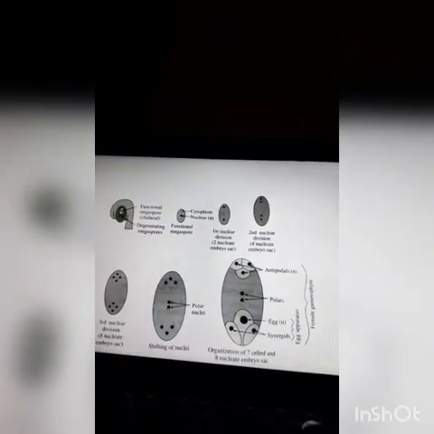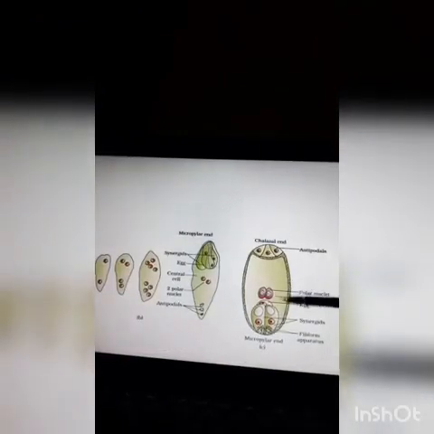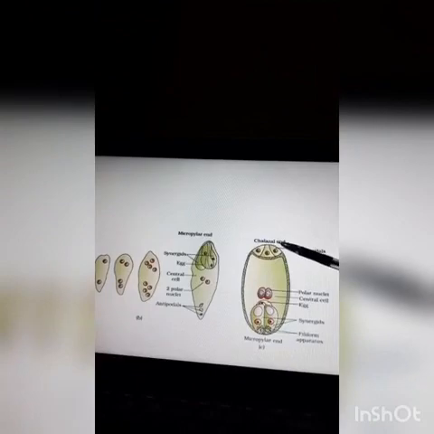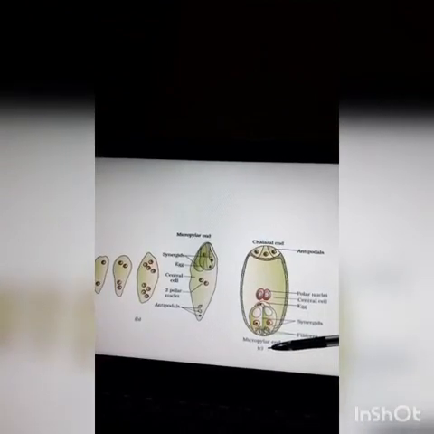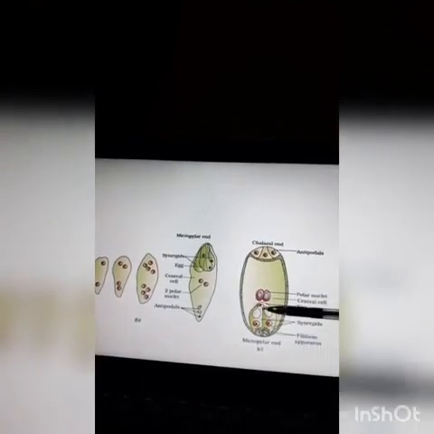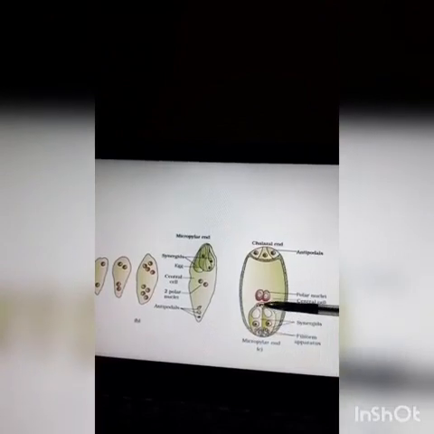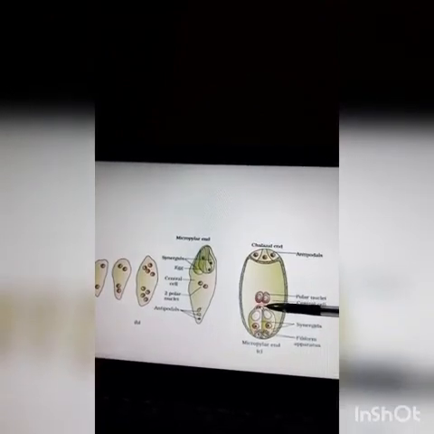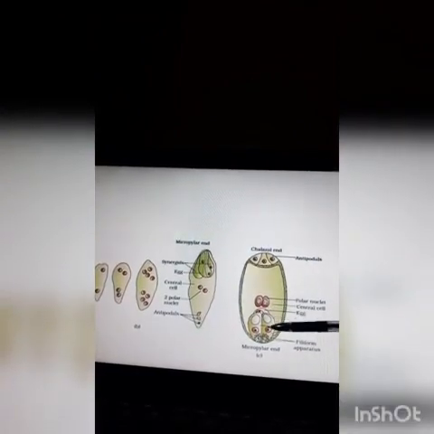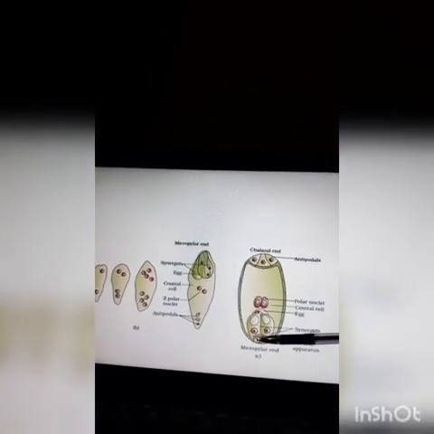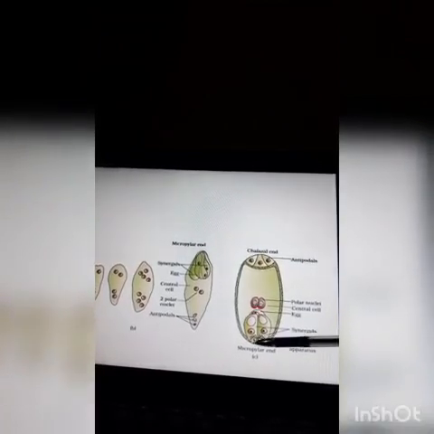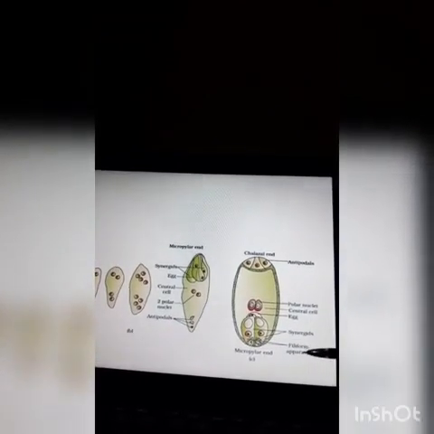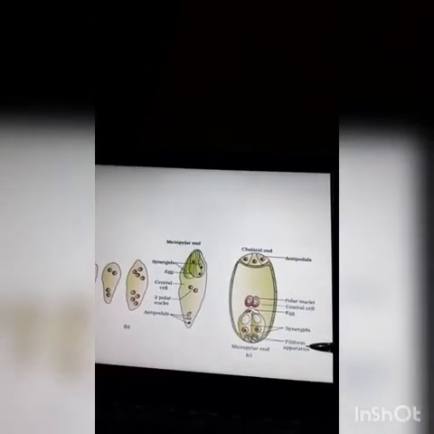I will show you one more diagram. This is the same diagram you can see in our textbook. This is the chalazal end. This is the micropylar end. At the micropylar end, we can see the egg apparatus. The egg apparatus consists of 2 synergids and 1 egg. In the synergids, we can see some cellular thickening. Can you see some cellular thickening here? These cellular thickenings are known as filiform apparatus.